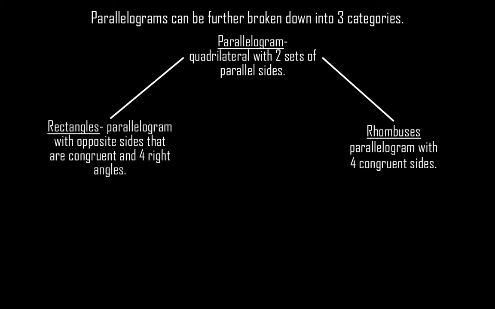Parallelograms can be broken down into three categories. A parallelogram is a quadrilateral with two sets of parallel sides. We can break this down into rectangles, which is a parallelogram with opposite sides that are congruent. Congruent means equal. So, opposite sides that are equal and four right angles. They each have four right angles.